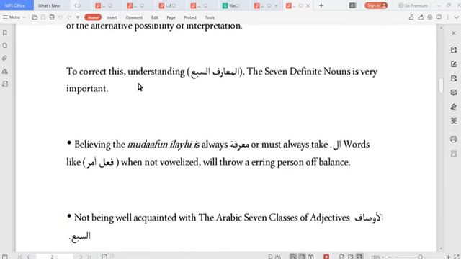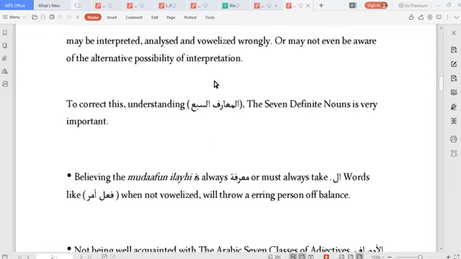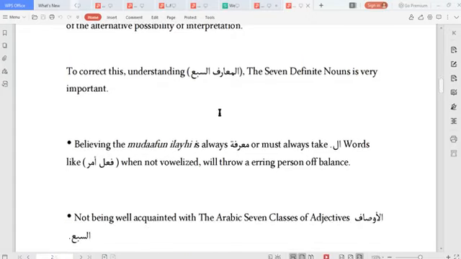It is important the person knows the ma'arifu sab'a very well. I have sent the link to it many times, so people should go. If you check our Telegram page, our previous lessons and notes, you will see it on the ma'arifu sab'a. If you have not seen the link, just ask on the Telegram page. It will be sent there for you to go and peruse, inshallah. So the 7 definite nouns are very important.